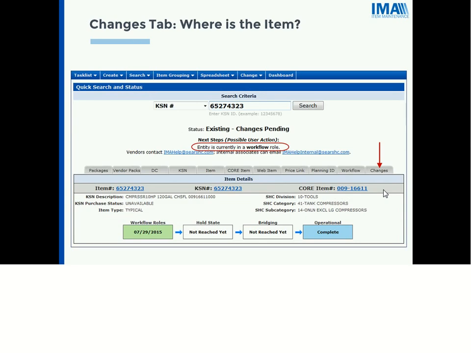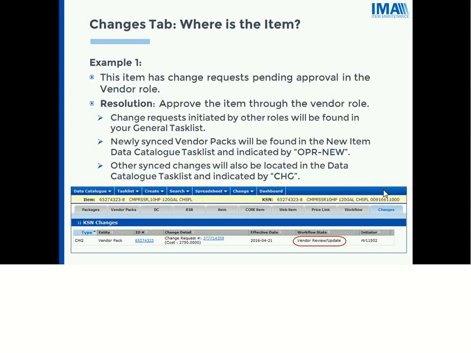So we're going to look at a few other examples. In this one, you do a quick search and it says existing changes pending, and then it's in the workflow role. So here under type, we can see that this is a change request that's affecting the vendor pack if you look under entity. And the change detail, it's a cost change. So workflow state says vendor review/update. So this is a change request and it is pending approval in the vendor role.